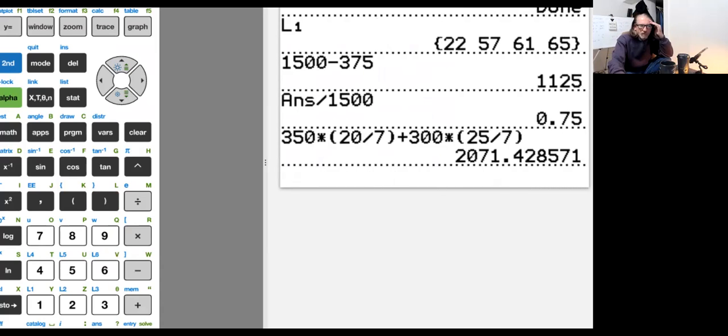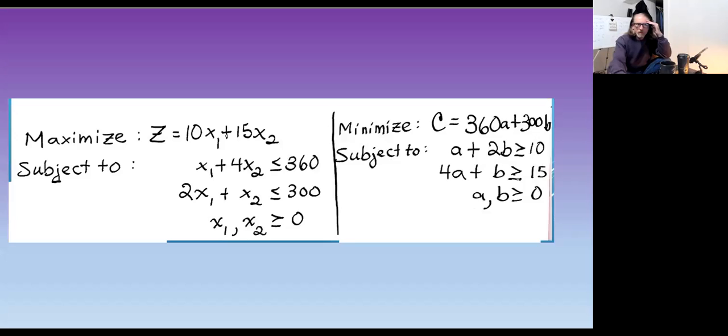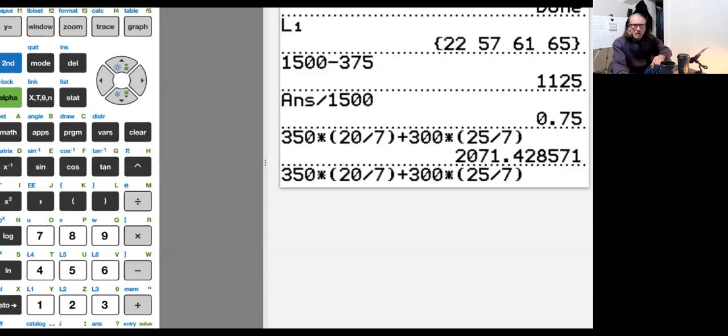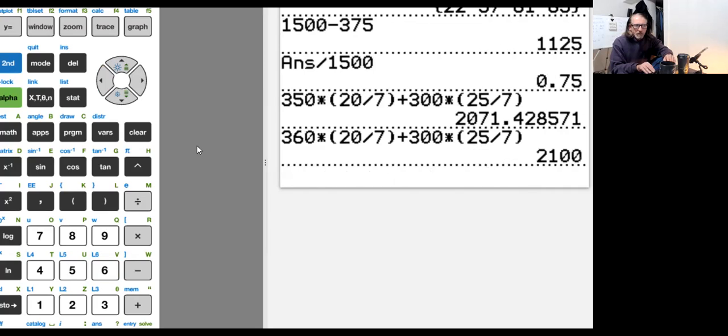Must have reversed those orders. Let me double check that. Just a moment. Oops, that was 360, not 350. So I scrolled up, pressed enter to copy and paste. I'm going to change that 350 to a 360. I should see that 2100 that I had in the table. Yes. Okay.